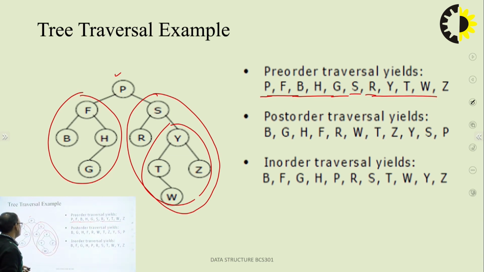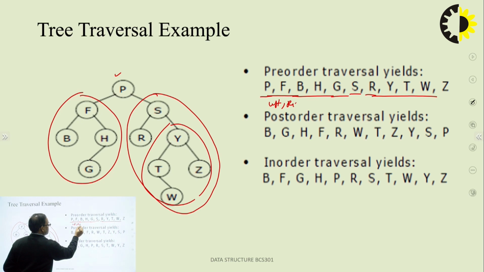Now come to the post order. In case of post order, what is the rule? Left, right and root. So at first we will visit the left subtree using this rule. So left B, again right G H, V G H.